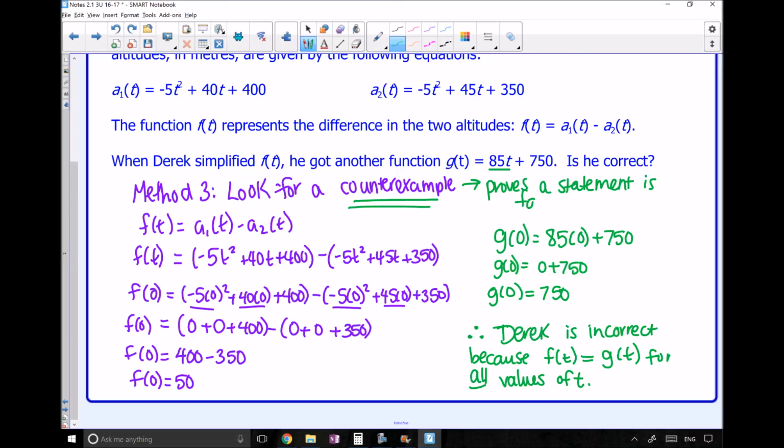Now, here's something that I would like you to think about as well. There are two things that I want you to think about for the next time I see you in class. And that is, is it possible for me to use method 3 to prove that two expressions are equivalent to each other, okay? Or two polynomials are going to be equivalent to each other. So can I use method 3 to prove that a statement is true, essentially, okay? So think about that, and we'll talk about that next time I see you guys in class.